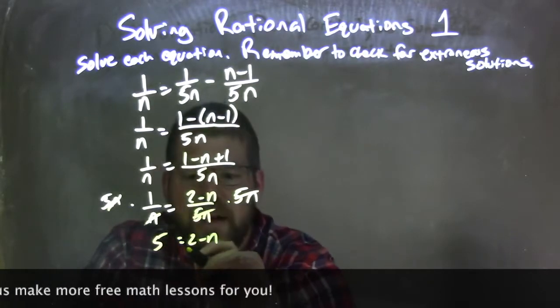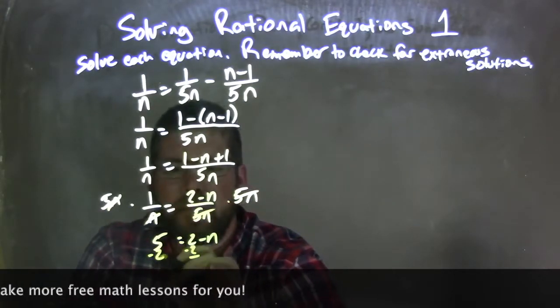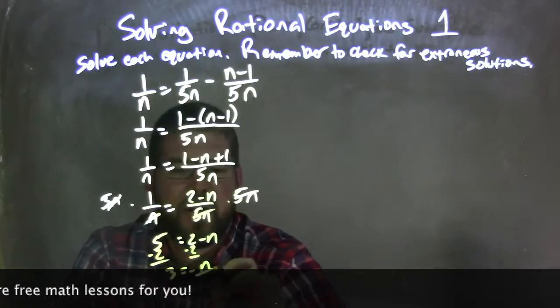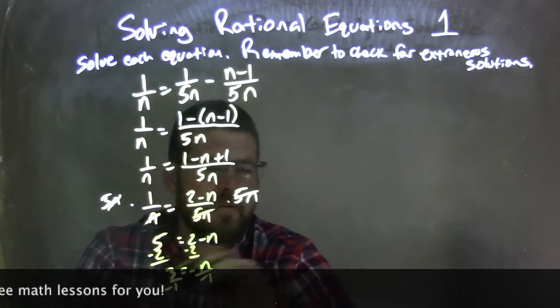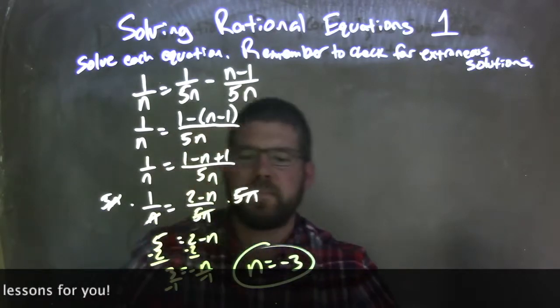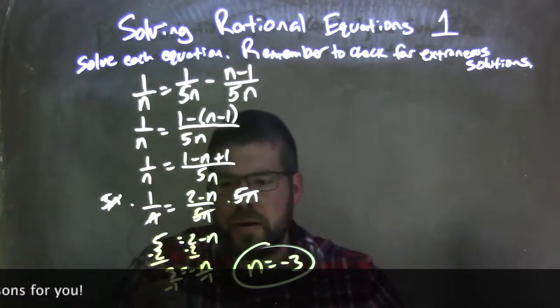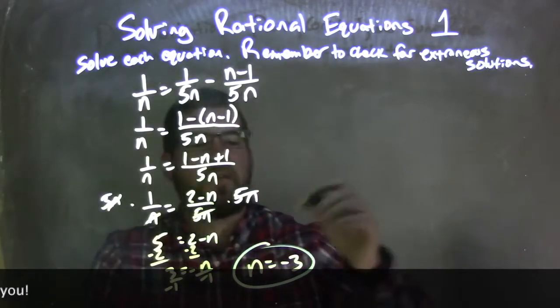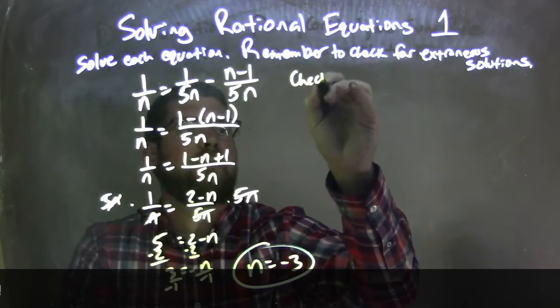So now I'm going to subtract the 2 from both sides, giving me 3 equals negative n. I divide by negative 1, and I'm going to rewrite it, flipping it here: n equals negative 3. So 3 divided by negative 1 is negative 3, and I flipped it, having n come first, because that looks nice and neat. So now we need to check that answer.